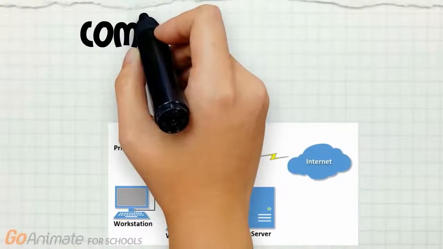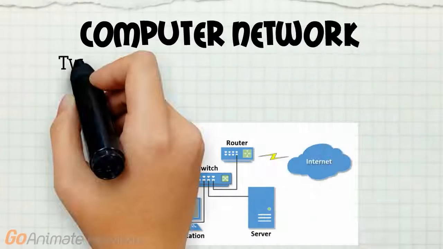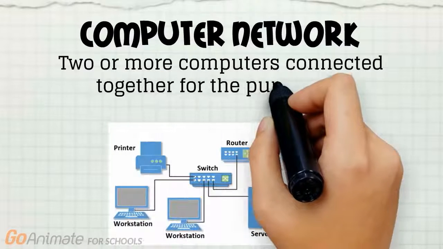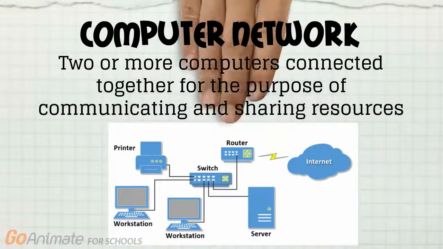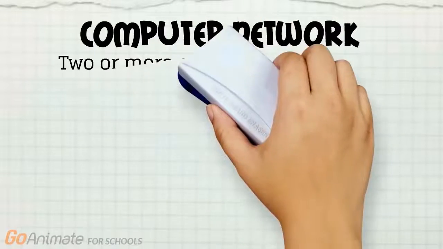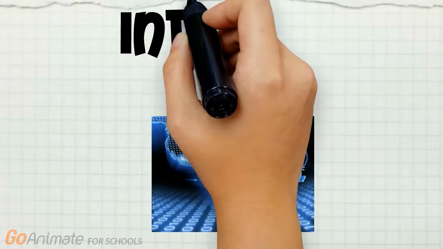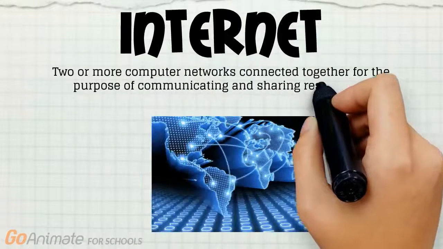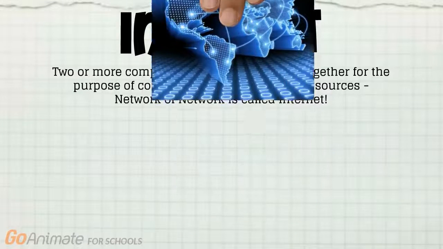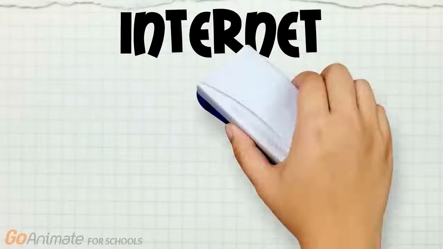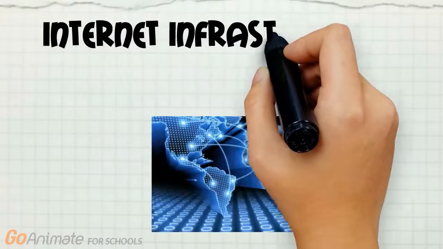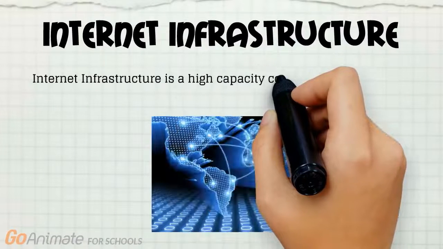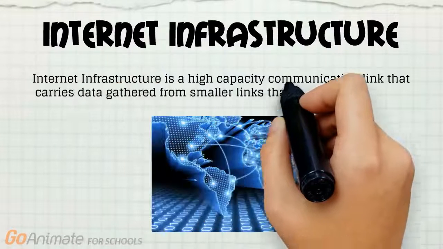Computer network is two or more computers connected together for the purpose of communicating and sharing resources. Two or more computer networks connected together for the purpose of communicating and sharing resources. Network of network is called Internet. Internet infrastructure is a high-capacity communication link that carries data gathered from smaller links that interconnect with it.